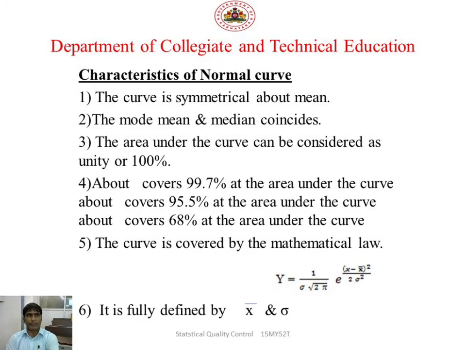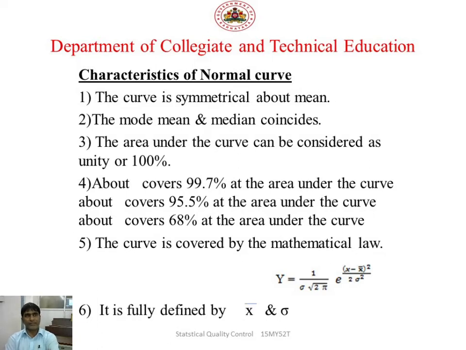Next, as I told you, what are 3 sigma, 2 sigma and 1 sigma? 3 sigma covers 99.7% of the area under the curve. About 2 sigma, it covers 95.5%. And 1 sigma covers 68% of the area of the curve.